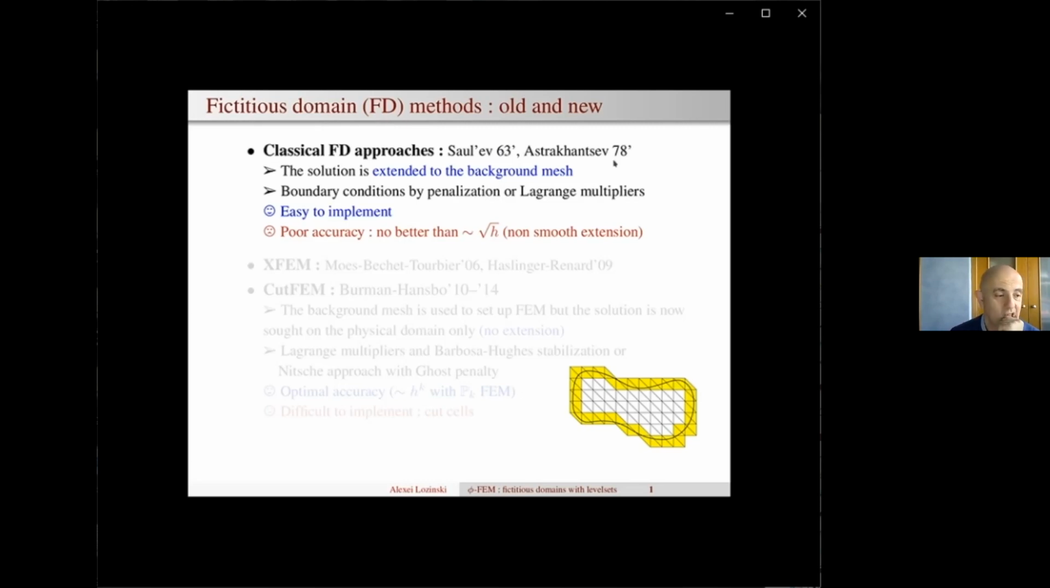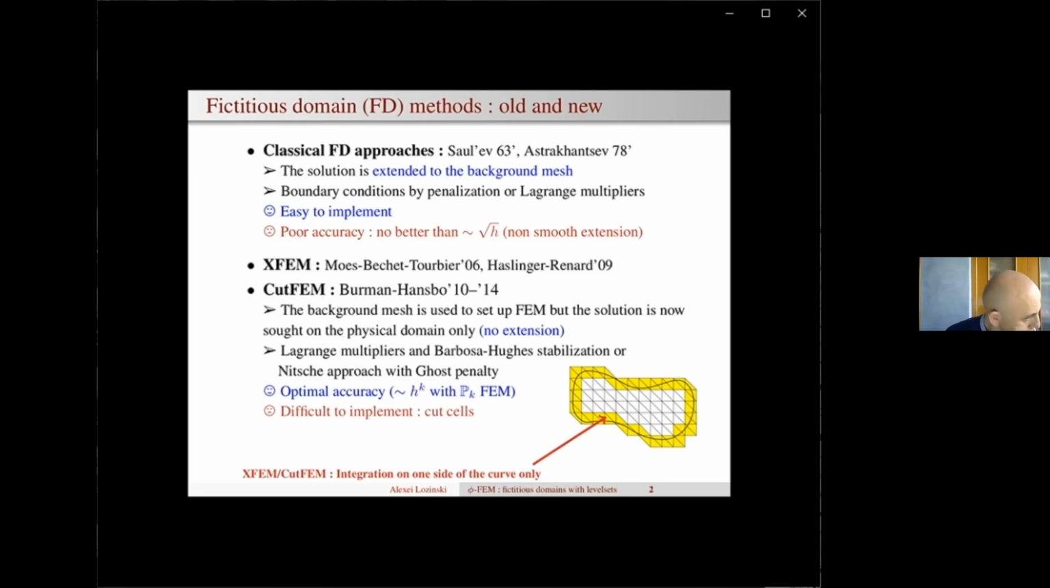The solution is extended there from the physical domain to the computational one, and then boundary conditions are taken into account by penalization or Lagrange multipliers. This gives easy to implement methods, but they are of bad accuracy. We cannot expect better than square root of h error in H1 norm, and this is due to the poor quality of the extension of the solution from the physical domain to the computational one. This extension is indeed not smooth.